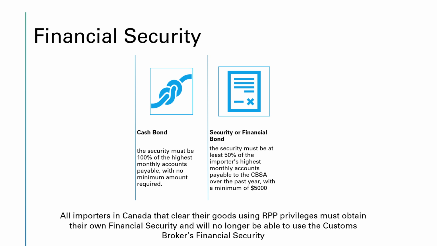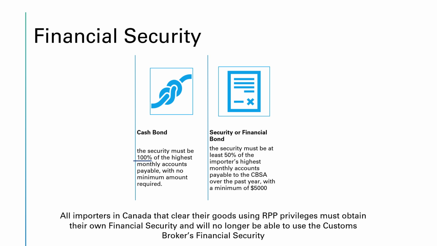The cash bond must represent at least 100% of the highest monthly account payable, and there's no minimum required. Let's say you had several transactions within the last 12 months, and the highest amount of duties and taxes that was paid, you must post it on the CARM portal, and that will be understood as a cash bond. That poses a bit of a challenge in terms of use of the money, of flow of the money, and that's why a lot of people prefer to have a security or financial bond.